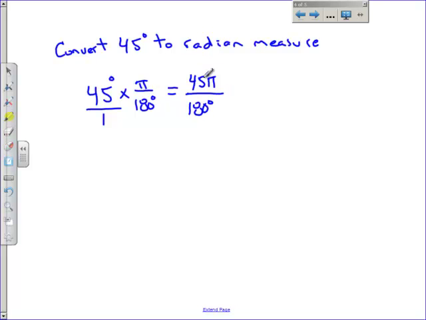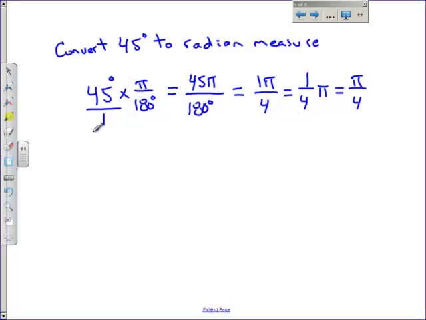And we're going to simplify this. Now, 45 will go into 180 exactly 4 times. And so I get 1 pi over 4, or 1/4 pi. You will probably see this just written as pi over 4. Does it make sense that 45 degrees is 1/4 of pi? Well, pi is 180 degrees, or halfway around a circle, and 45 degrees is 1/4 of halfway around a circle. So this makes sense. That's one way of converting from degrees to radians.